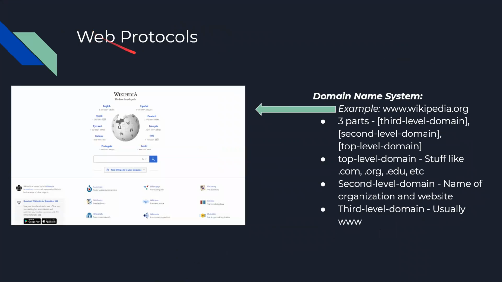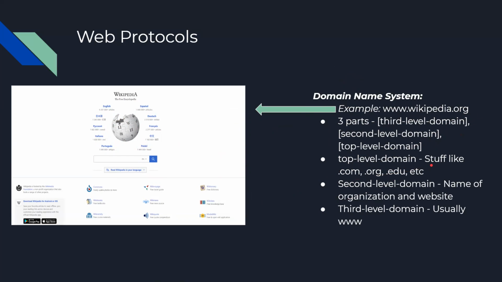So there's web protocol. There's the domain name system. For example, I search up www.wikipedia.org and it sends me to this home page. When we look at it closer, there are three places in between the dots. There's www, there's Wikipedia, and there's .org. So the three parts are called the third level domain, that's the www. There's a second level domain, that's the Wikipedia, and there's a top level domain, and that's the org.